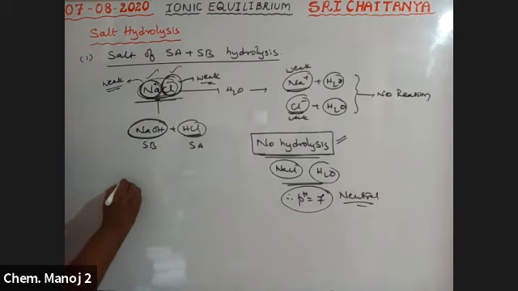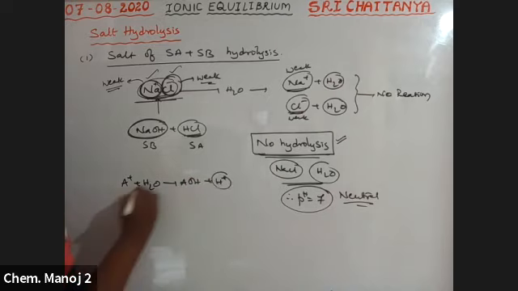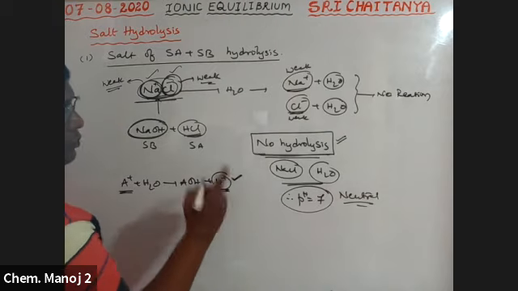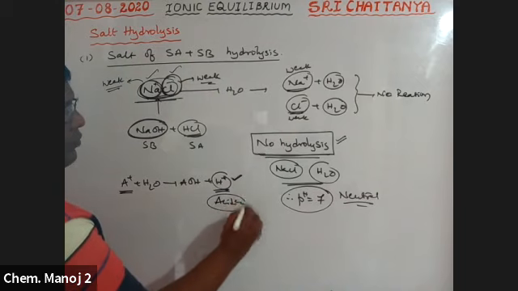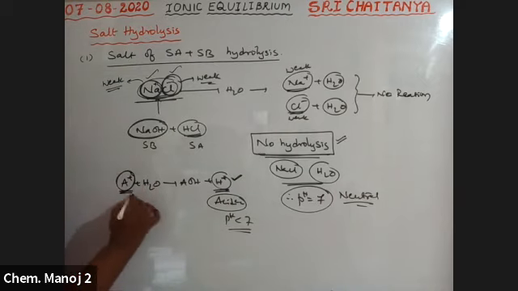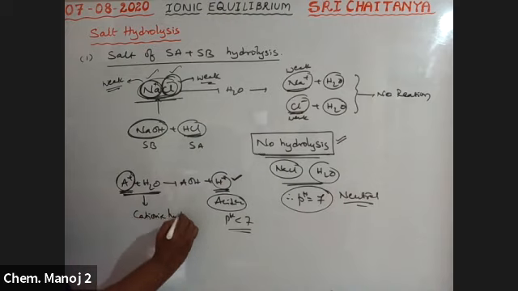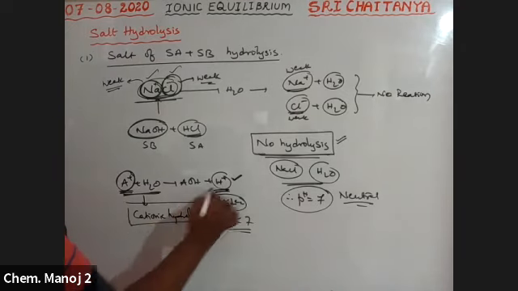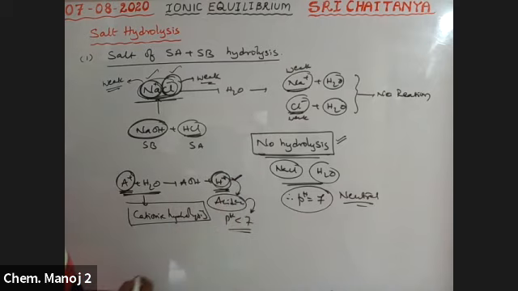For example, see boys, if a cation reacts with water, that gives AOH plus H plus. That means whenever a cation reacts with water, it releases H plus ion. So the solution has free H plus ions, therefore the solution is acidic in nature, and pH is less than 7. Which one is involved in the reaction here? A cation. That's why this type of hydrolysis is called cationic hydrolysis. During cationic hydrolysis, H plus ions enter the solution, so the solution becomes acidic. Therefore, pH is less than 7.